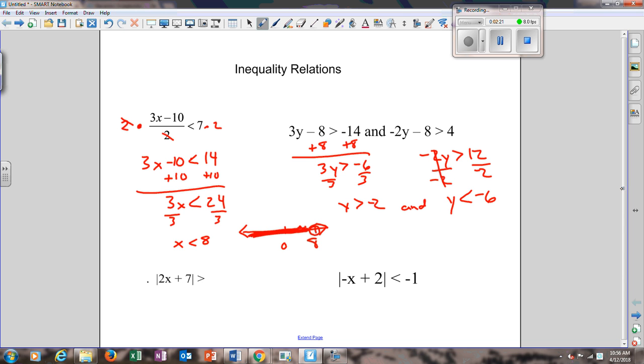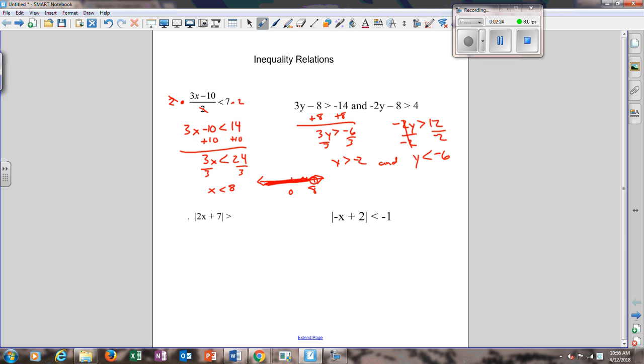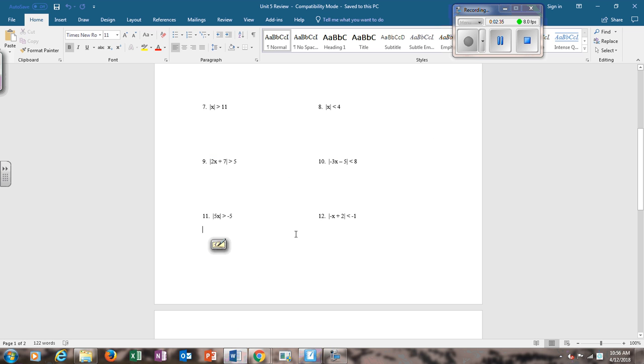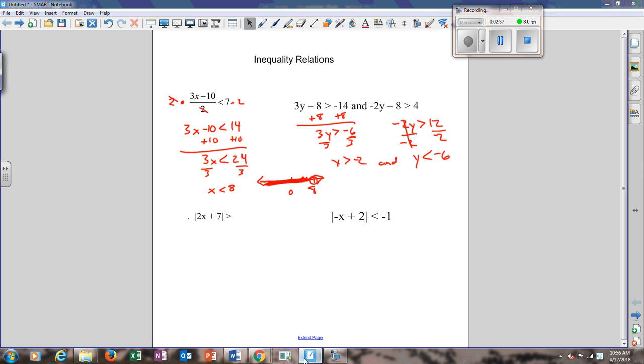Okay, absolute value ones. When you're doing an absolute value inequality, it's the absolute value of 2x plus 7 is greater than some number that I apparently forgot to copy over. Greater than 5.